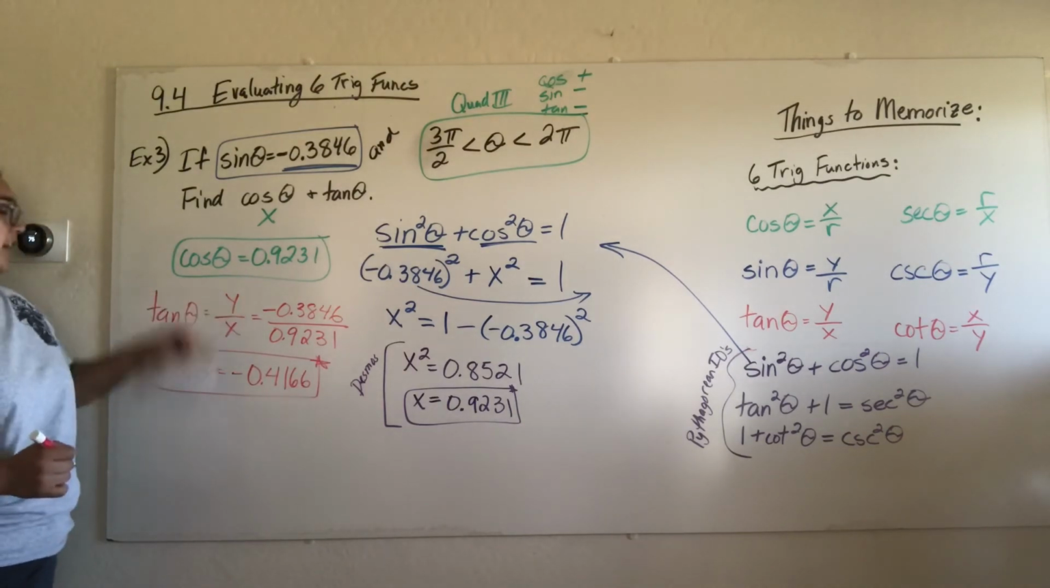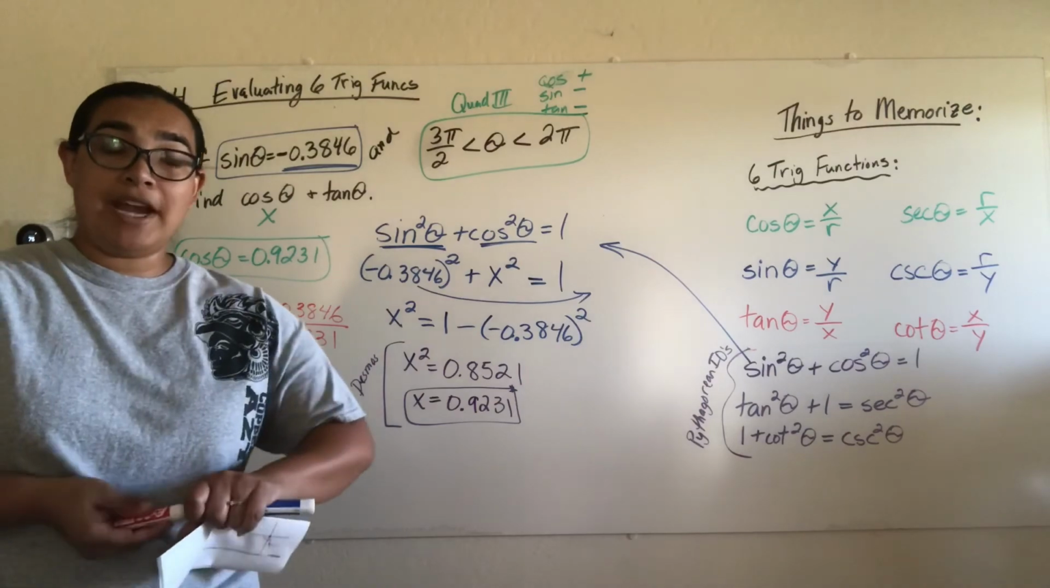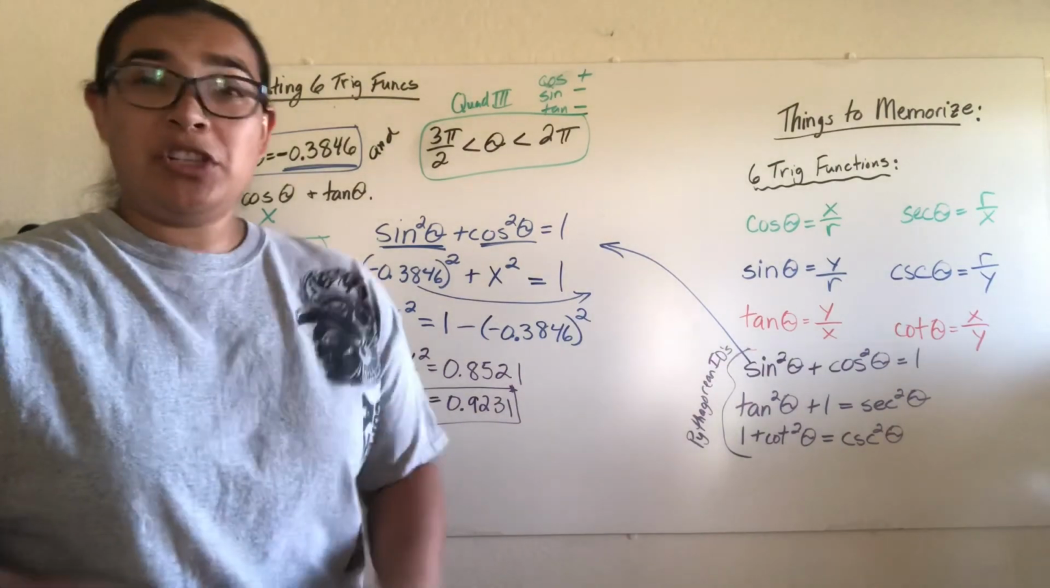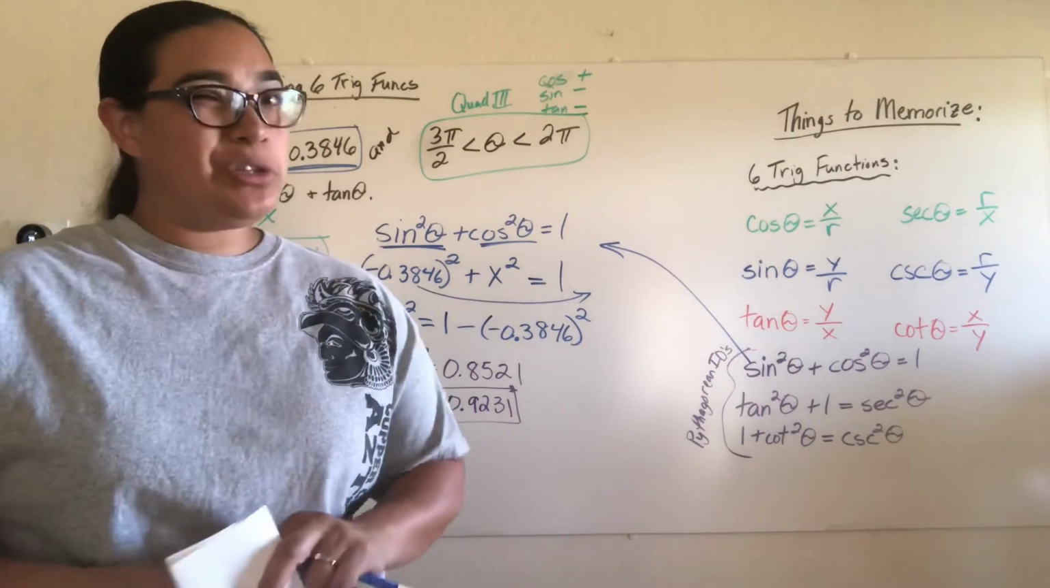Okay, so we got our cosine, we got our tangent, and we used the Pythagorean identity to get it. Alrighty? I hope that helps Algebra 2. You shouldn't have too many of these Pythagorean identity questions, but you might run into 2 or 3.